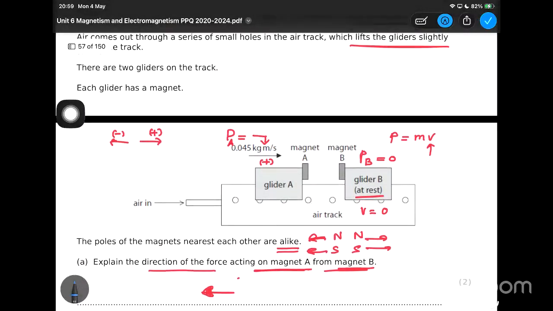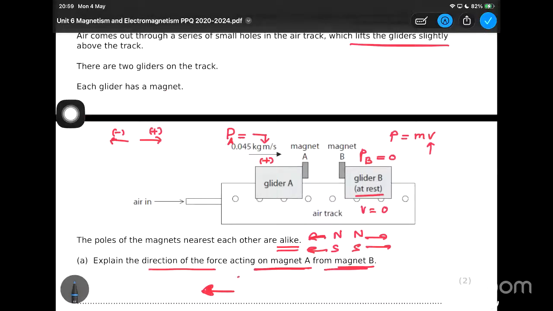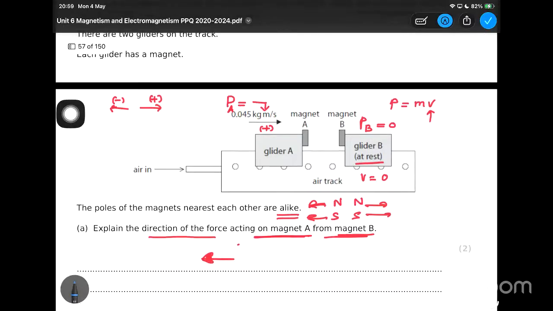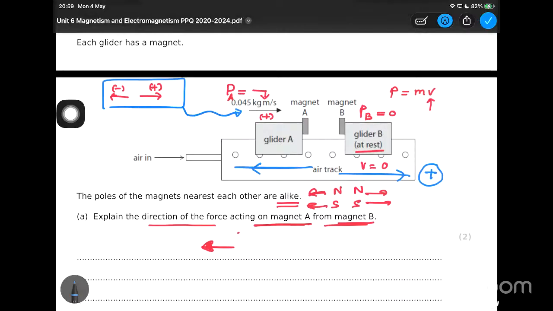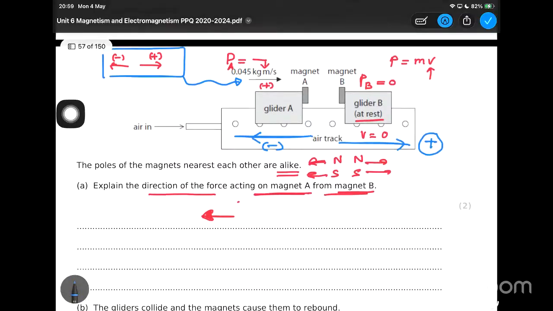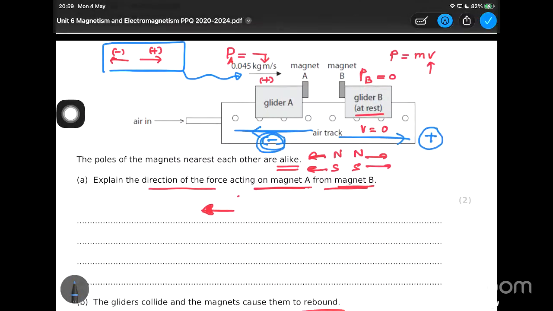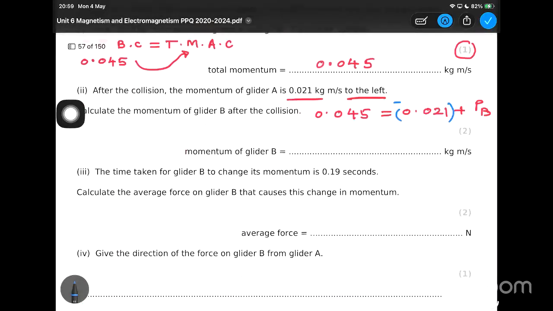Why? The reason is, initially they are moving towards each other, or we can say A is moving towards B, but after colliding, A moves in this direction and B moves in this direction. So this is a positive direction, and the reason we considered that is that they have given left to right as the positive direction. So this is going to be a negative direction. When we apply the momentum value for glider A, it has to be applied as a negative value. Otherwise, you will get a different answer here.